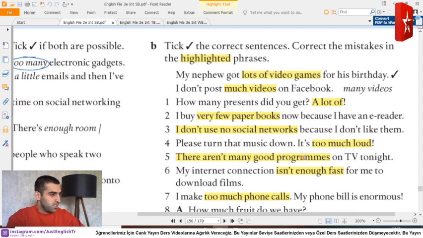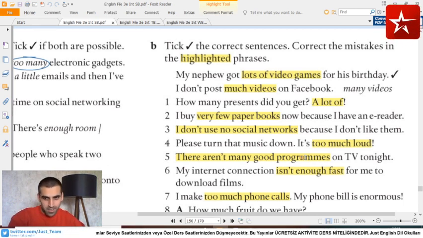Mr. Hussein says true. Elif says sentence 4 is true. Mary says correct, false. Irina says it is too loud or it is too much. Aktaş says it's true. The correct answer, whose answer is correct? Irina. Irina's answer is correct.